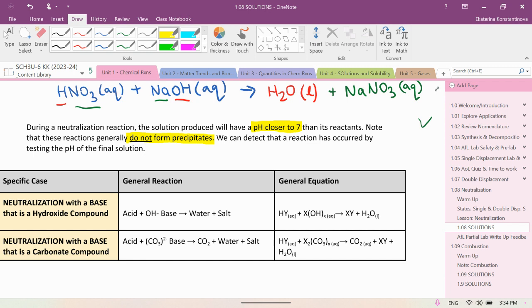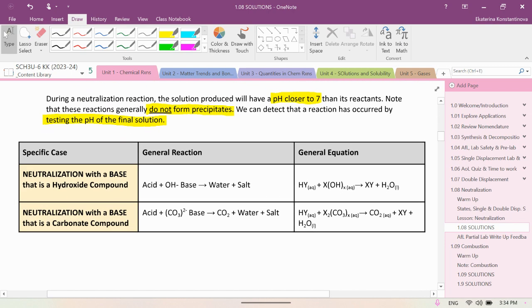You can detect that a reaction has occurred by testing the pH of the final solution. So we could do that in a laboratory setting. Now, there are two specific cases for neutralization. You can have neutralization with a base that is a hydroxide compound, where you will just produce a water and a salt. Or you can have a neutralization reaction where the base is a carbonate compound, and in this case, you're also going to produce carbon dioxide, water, and a salt. You learned this last year, so this is just some review.